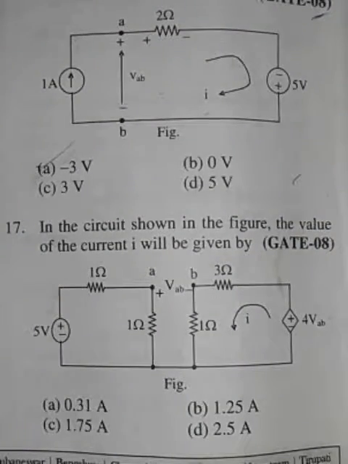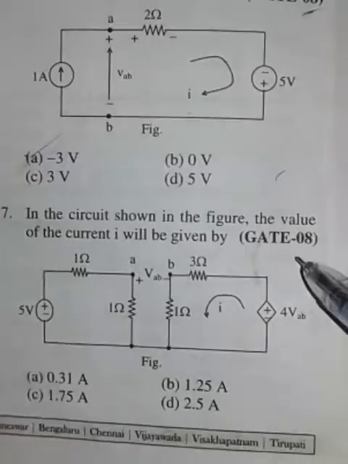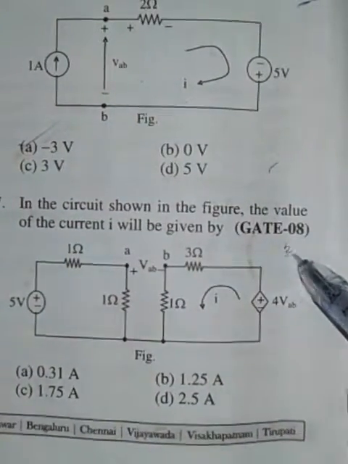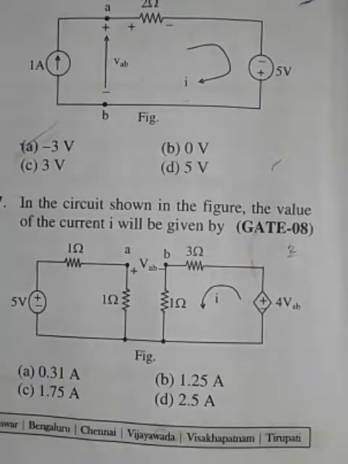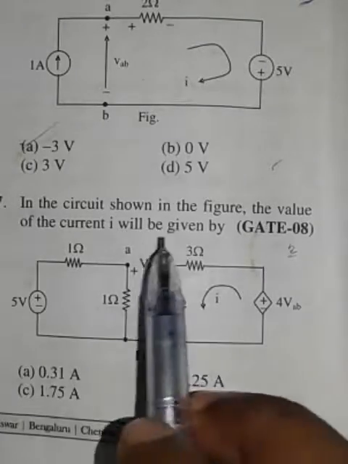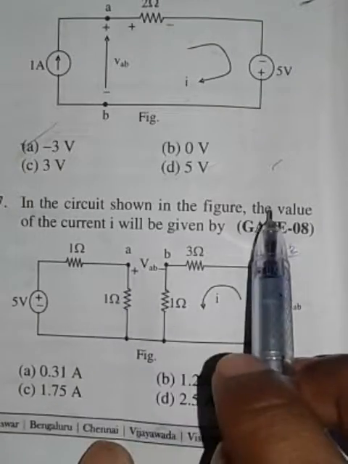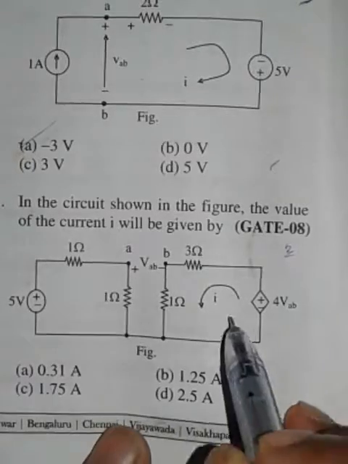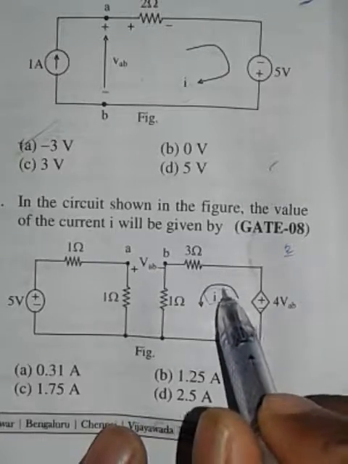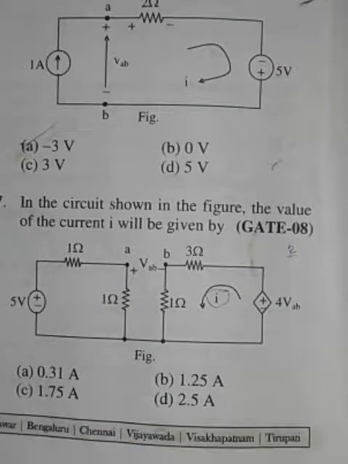Let's come to question number 39. This is asked in 2007. This was also asked in 2008. This is the circuit they have given. They're asking to find the value of the current. They're asking to find the value of this current.